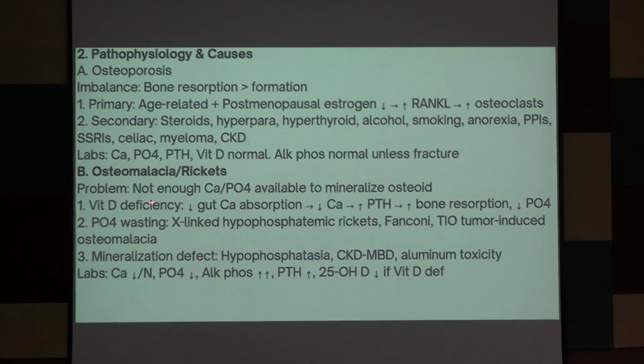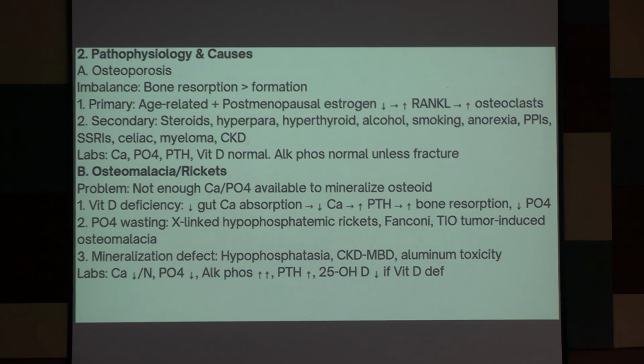Osteomalacia or rickets: the problem is not enough calcium phosphate available to mineralize the osteoid. Vitamin D deficiency, reduced gut calcium absorption, reduced calcium, increased parathyroid, that is increased bone resorption, low phosphate, phosphate wasting. This is X-linked hypophosphatemic rickets. This is a genetic condition where phosphate is very low.